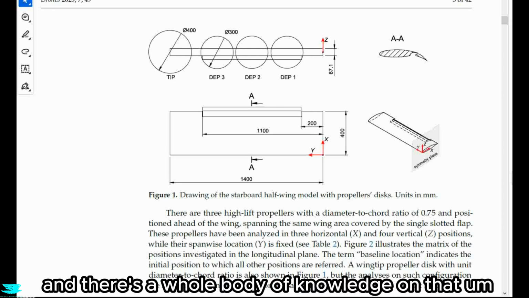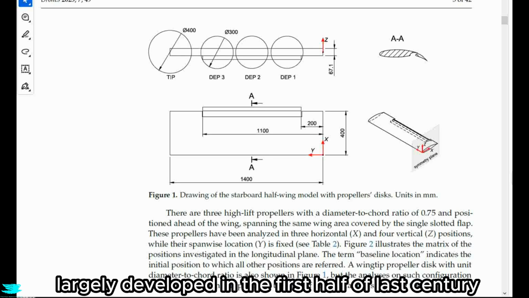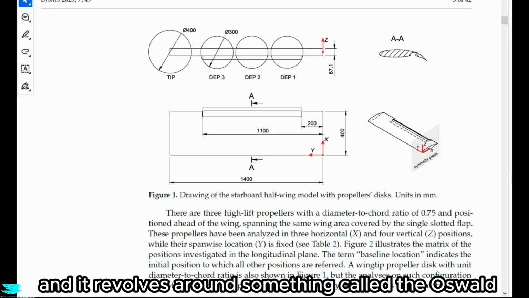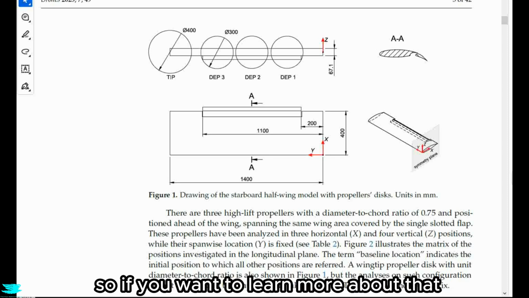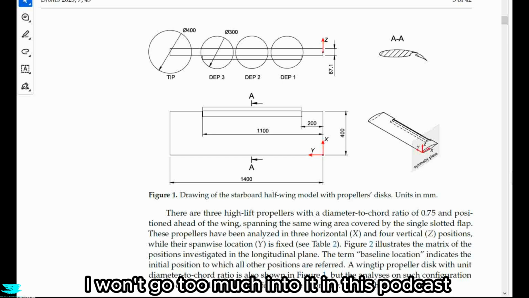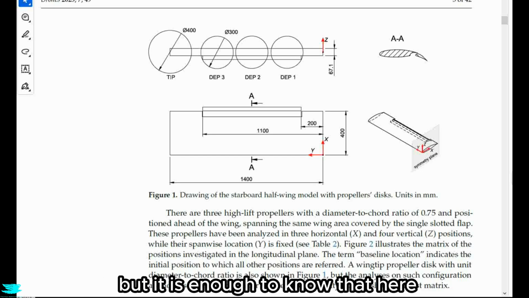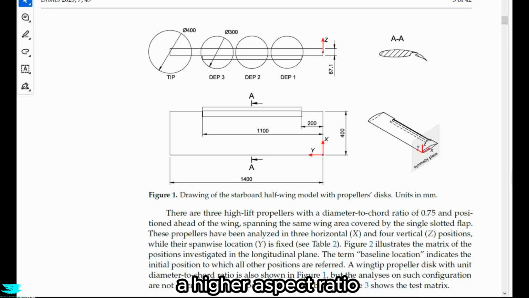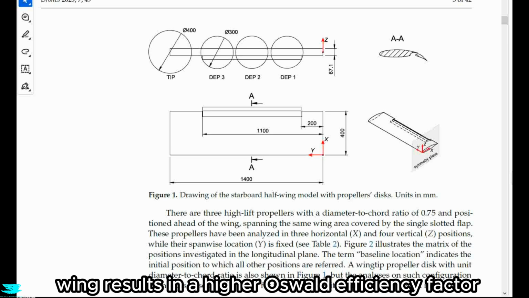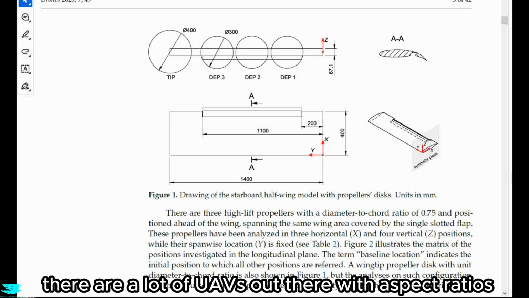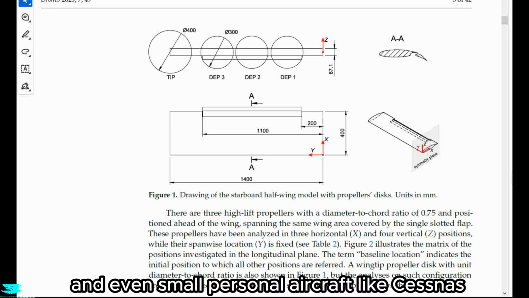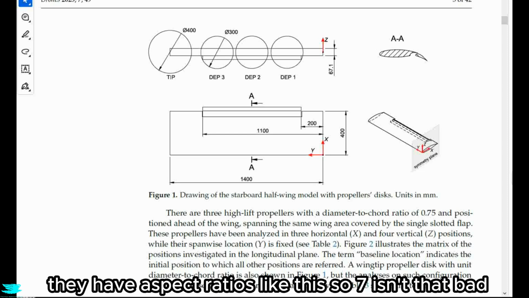And there's a whole body of knowledge on that, and it has been largely developed in the first half of last century, and it revolves around something called the Oswald efficiency factor. So if you want to learn more about that, then look up that term. I won't go too much into it in this podcast, but it is enough to know that a higher aspect ratio wing results in a higher Oswald efficiency factor, and that reduces the induced drag. Now here, with an aspect ratio of 7, that's not that bad. There are a lot of UAVs out there with aspect ratios this low, and even small personal aircraft like Cessnas have aspect ratios like this. So 7 isn't that bad.